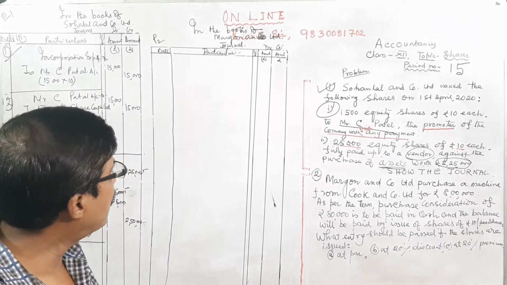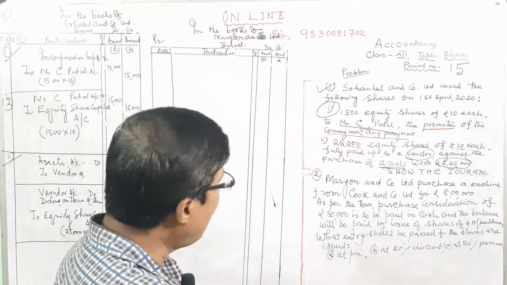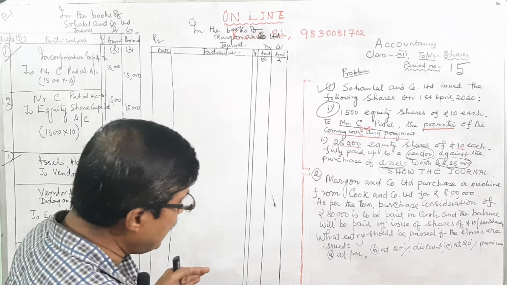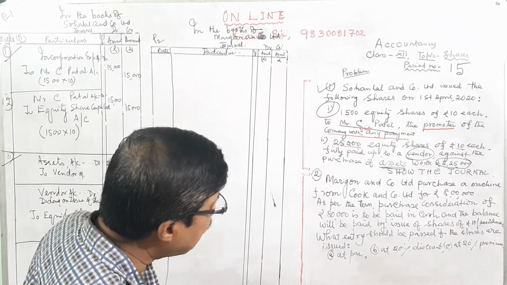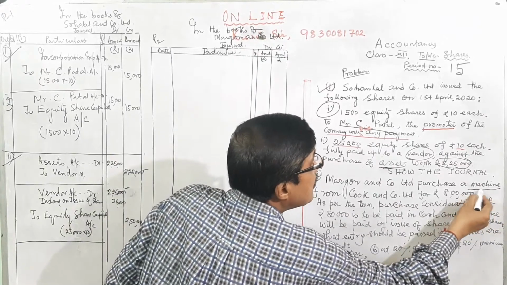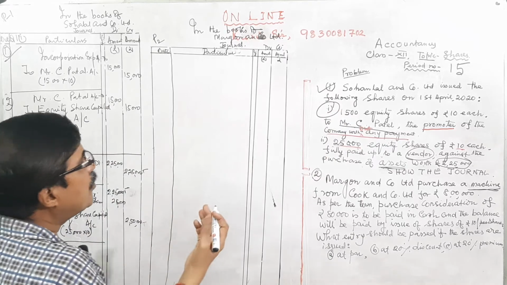Now I am going to start the journal. First, Morgan and Company purchasing. What are they purchasing? Machine. First entry, you purchase machine, then machinery account debit.